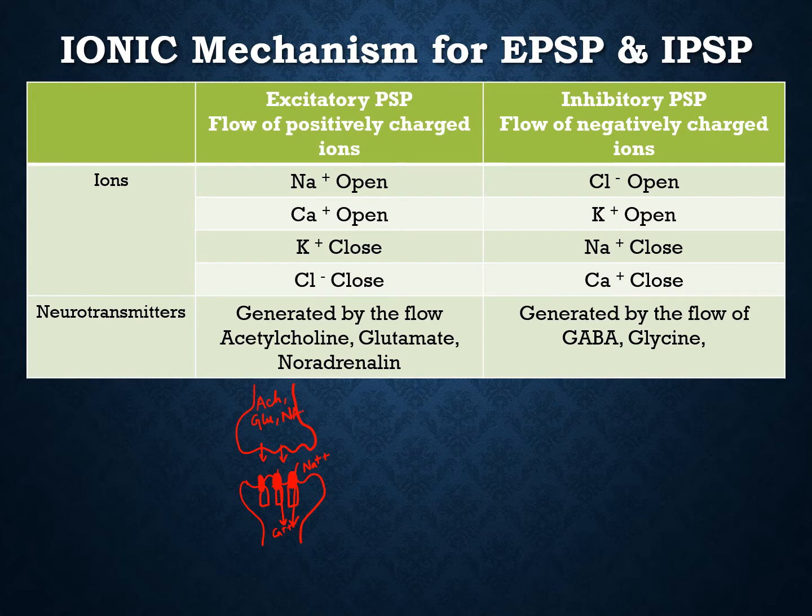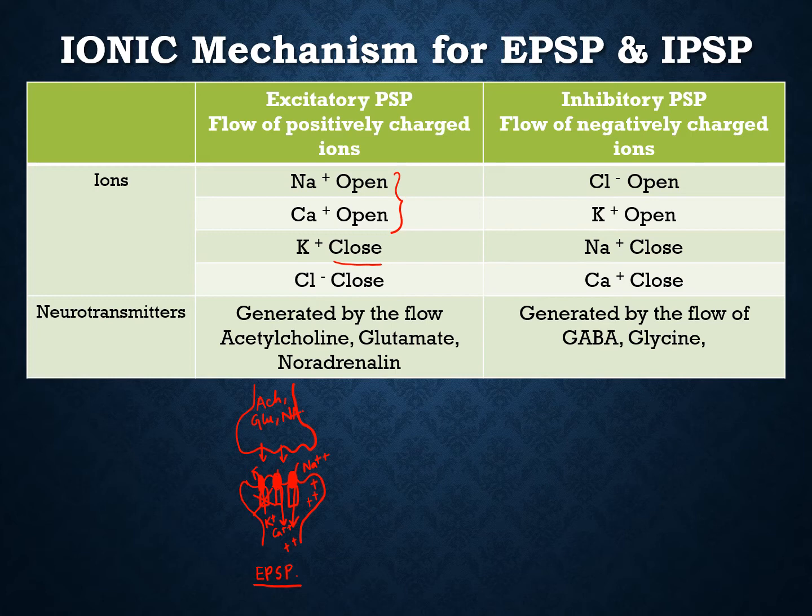or suppose within the cell we know there is potassium which is positively charged. Suppose this channel for potassium gets closed so that the potassium cannot move out. Potassium channels get closed and sodium and calcium channels get open. If these things happen, what will occur? The positive charges will be more within the cell, and that leads to excitatory postsynaptic potential, or in short EPSP.